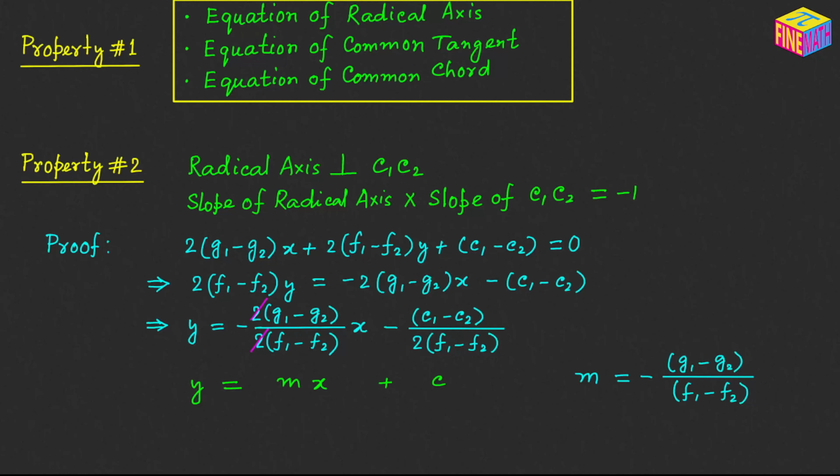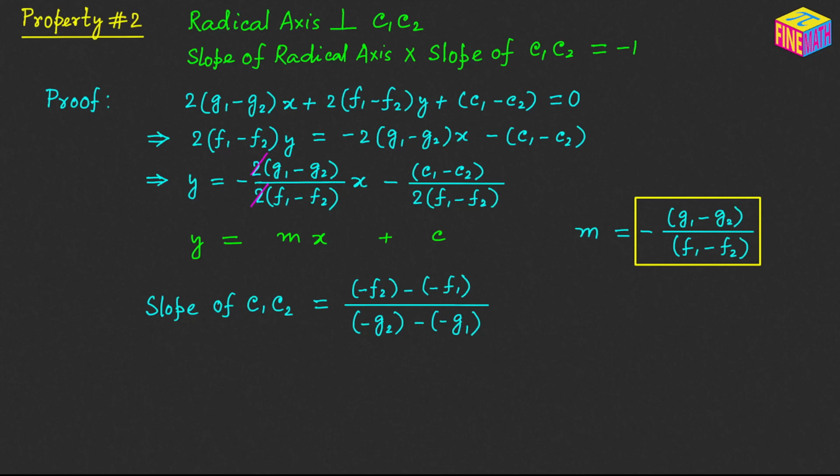Next we are going to find out the slope of the line segment joining the two centers of the circles. The slope of the line segment can be written something like this. If we assume that the coordinates of the center of the first circle are negative g sub 1 comma negative f sub 1, and similarly the coordinates of the second circle center are negative g sub 2 comma negative f sub 2, then from there we can say that the slope of the line segment joining the centers of the two circles can be written like this. And if we simplify this a little bit, it is going to look like this. So we have been able to calculate the slope of the radical axis and the slope of the line segment joining the centers of the two circles.